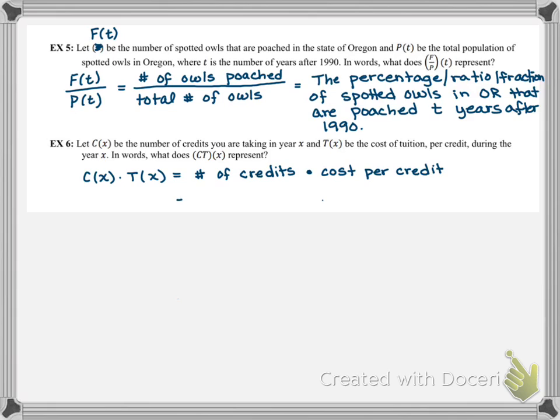So Megan, what do you get if you multiply the number of credits times the cost per credit? And you get the cost of tuition for the credits. Yeah, you get just like the total cost of tuition for that year, right? So the total cost of tuition in year X. Good.